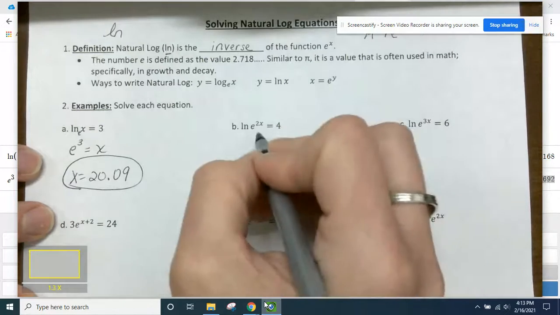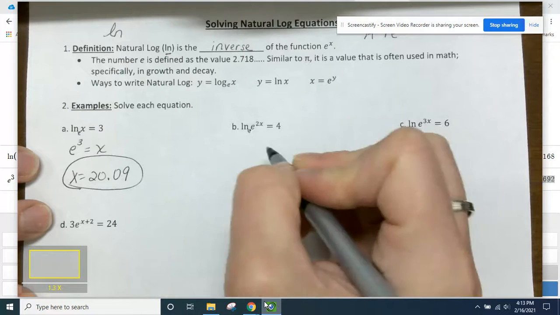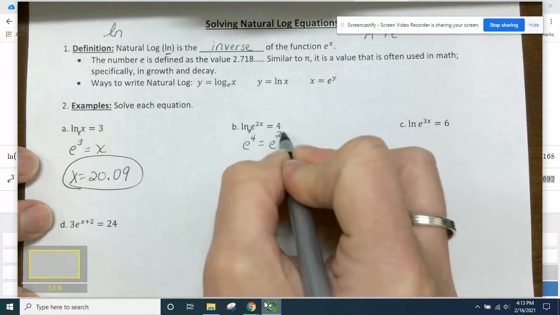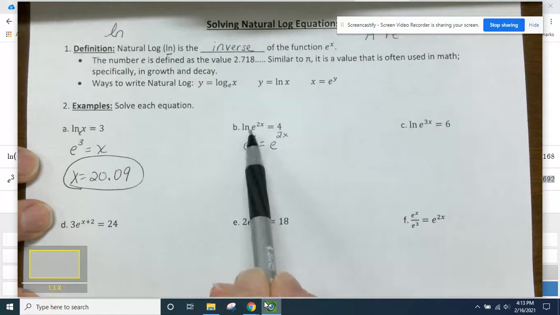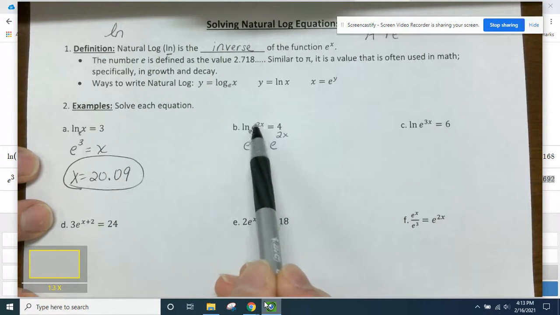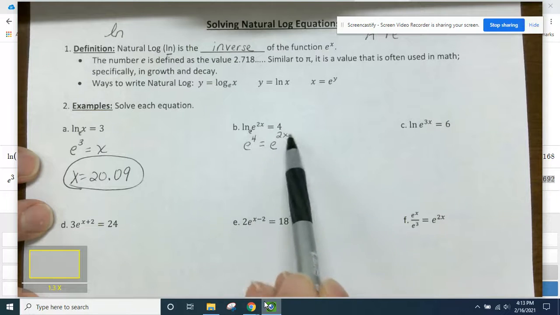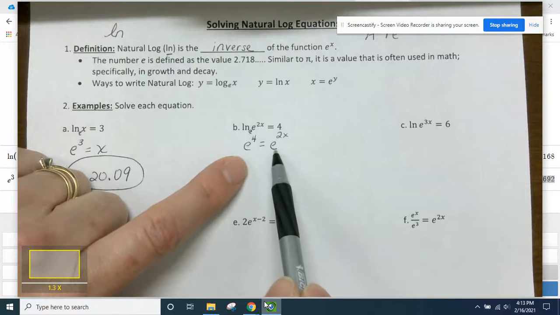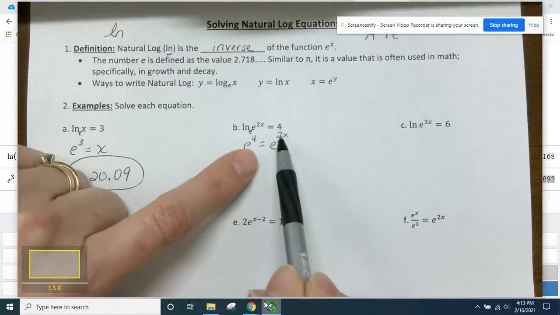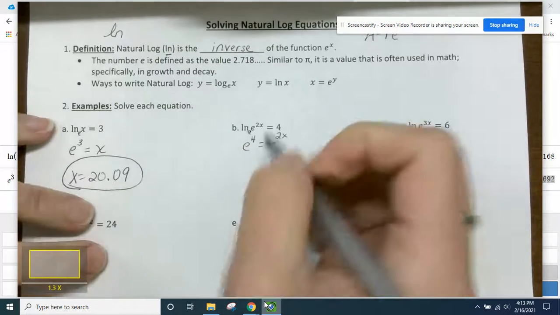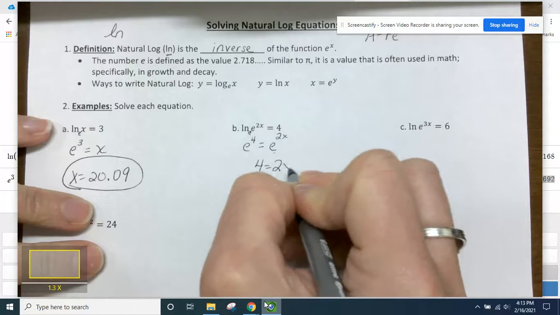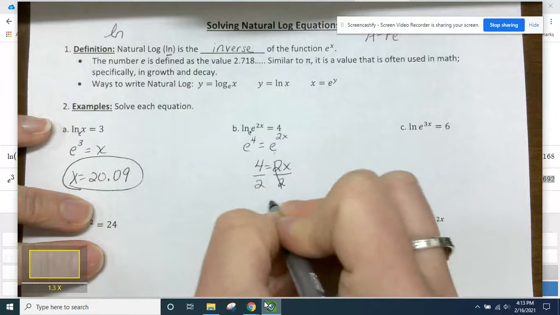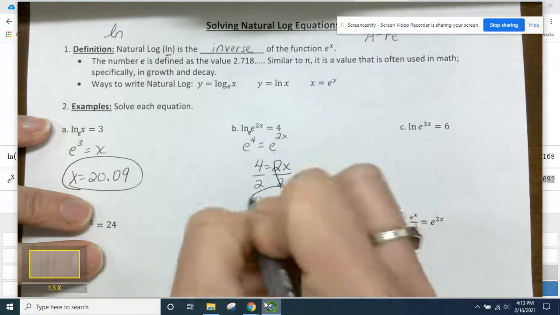So this time, remember this is like e down here. So e to the 4th equals e to the 2x. Because we've got the base of e, but then e to the 2x is part of what's here. Now, since we have the same base, we talked about this earlier this week. If you have the same base, you can set those two exponents equal to each other. So this would be 4 equals 2x. Now we can divide both sides by 2, and that gives us x equals 2.